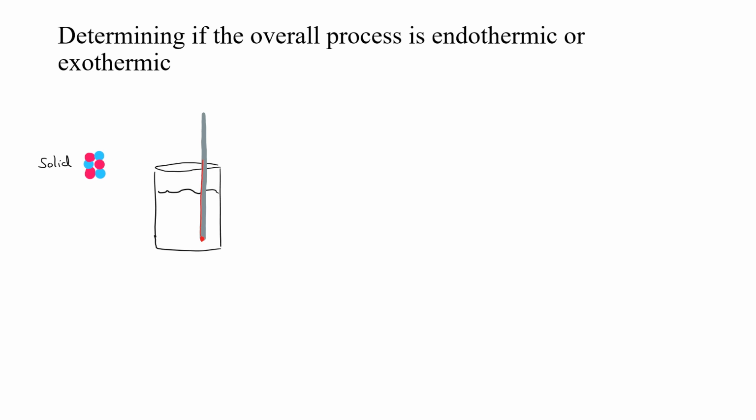There's an easy way of determining if the overall process is an endothermic or exothermic process. If you want to determine what type of process you have, you can just look at a change in temperature. Right? So let's say that I have a beaker with water, and I have an initial temperature in my beaker. My thermometer is inside the water, and let's say that the initial temperature is 20 Celsius degrees.